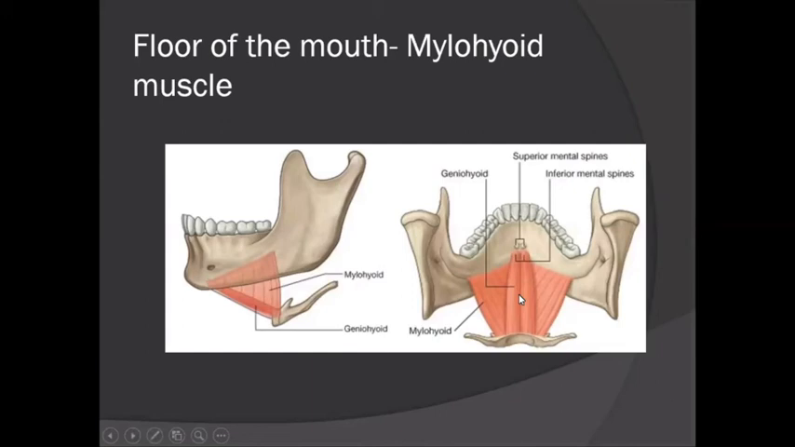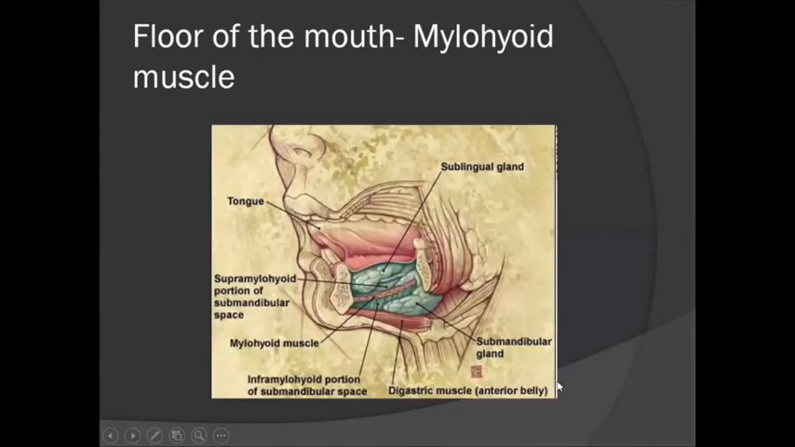Mylohyoid muscles, remember that. If you look at this diagram, the sagittal view, you can see the mylohyoid muscles right here. You can see the incisors, the cross section of the mandible, and the sublingual gland here. Then you can also see the submandibular gland, which has a superior part and an inferior part. The inferior part is down there, but the superior part is above the mylohyoid muscle.